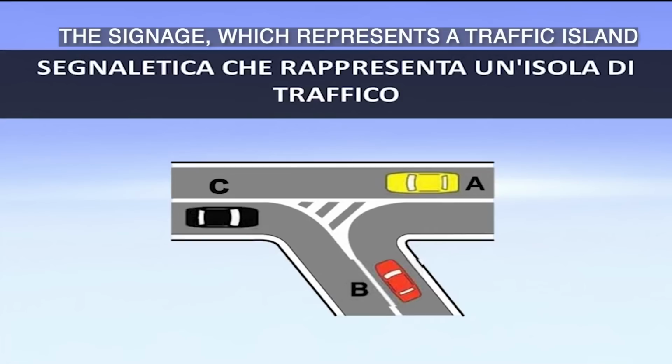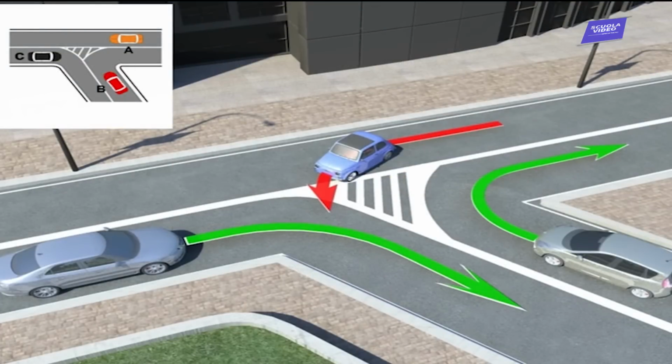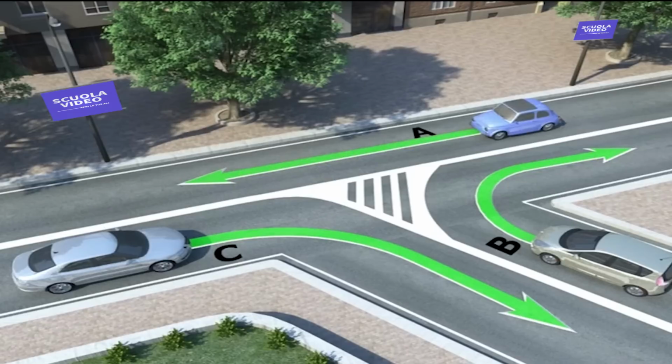The signage, which represents a traffic island, made with oblique white stripes, indicates a stretch of road forbidden for the transit and parking of vehicles and imposes obligatory routes for the vehicles in the figure. In particular, in the presence of the traffic island shown in the figure, vehicle C must turn right, vehicle B must turn right and the vehicle is obliged to continue straight.